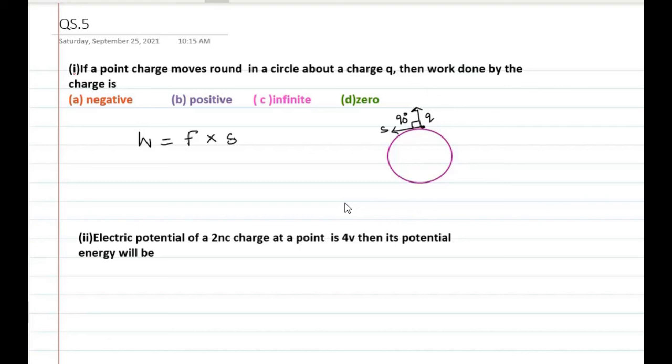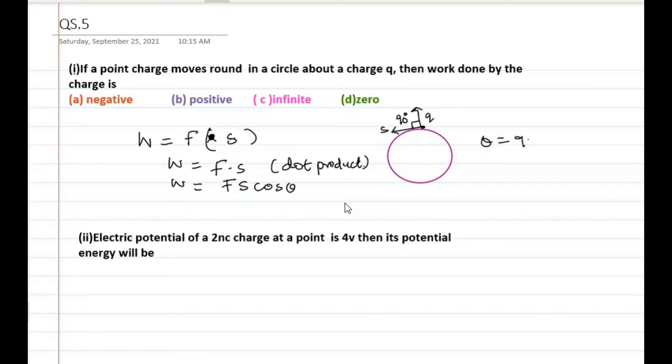So W = F into S, a dot product. For the dot product of the vectors we have cos theta, so W = F S cos theta. Theta here is 90 degrees, so cos 90 is equal to 0. Therefore W will be equal to 0. Okay, option D. This is the force vector and the displacement vector, and we take the dot product of these vectors.